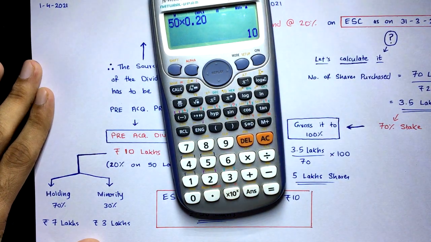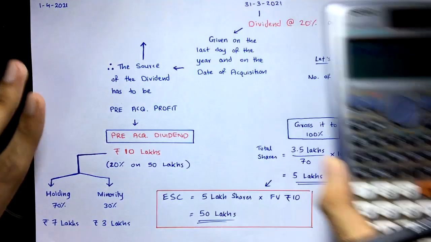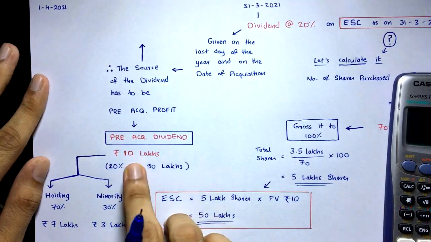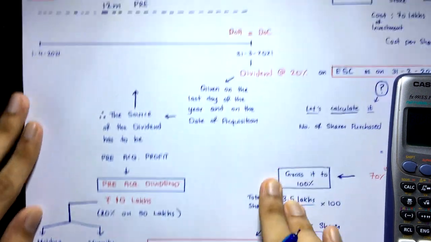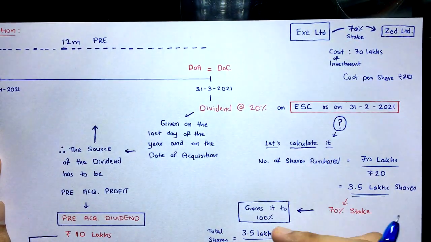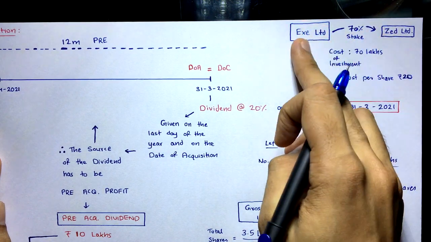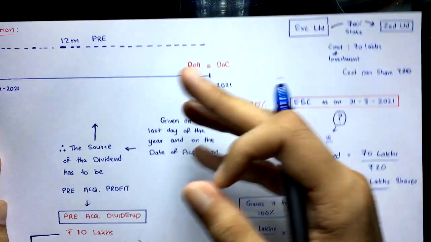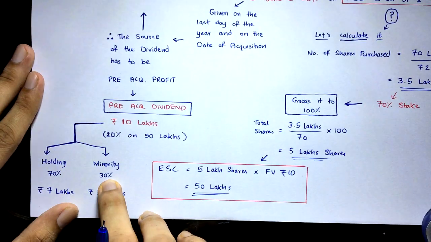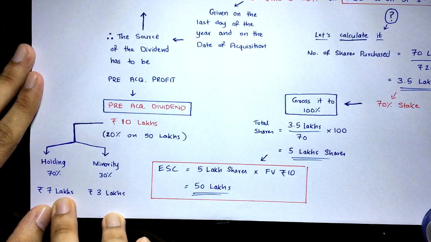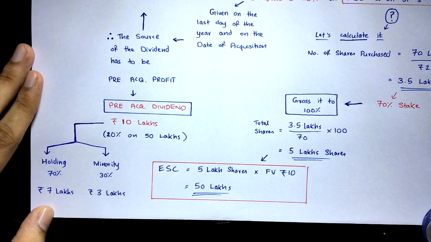10 lakh is the dividend, and this dividend is entirely pre-acquisition dividend. Now what will happen to this dividend? Who has issued this dividend? Z Limited, the subsidiary company. Who are the owners of the subsidiary company? Who will get the dividend? XA Limited is 70% owner and 30% is minority interest. So 30% will go to minority, which is 3 lakh, and 70% of 10 lakh, that is 7 lakh, will go to the holding company.